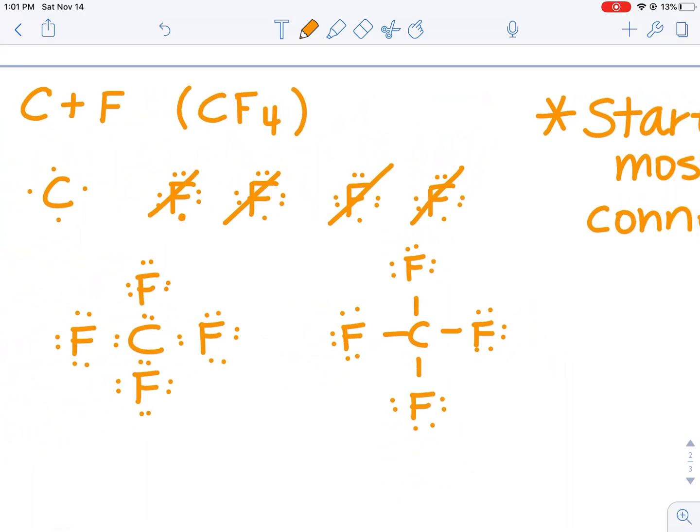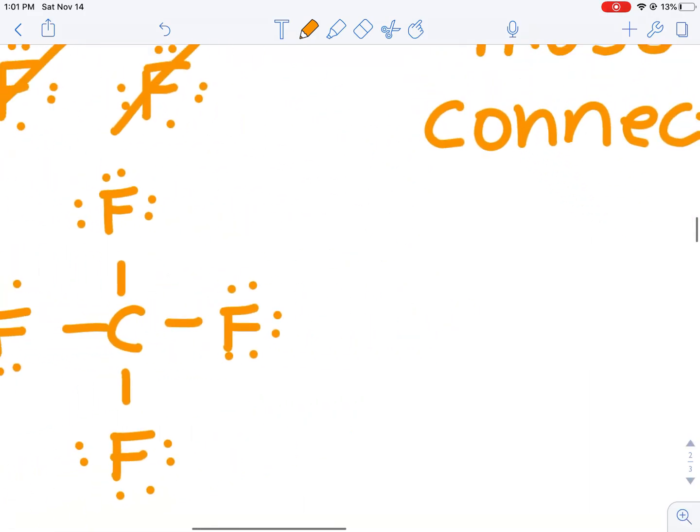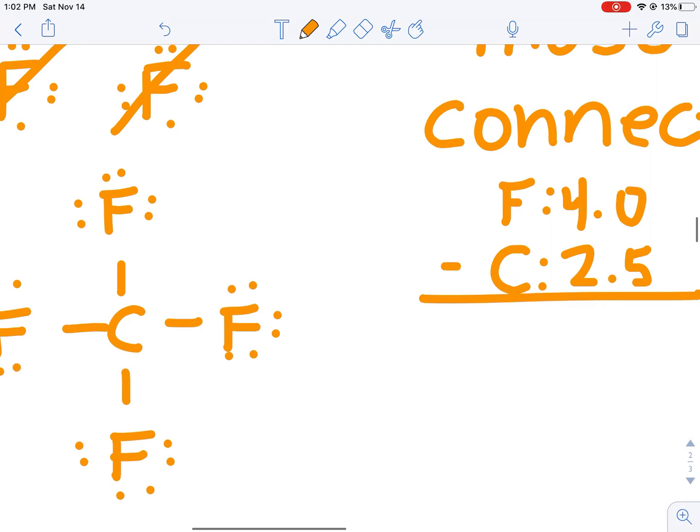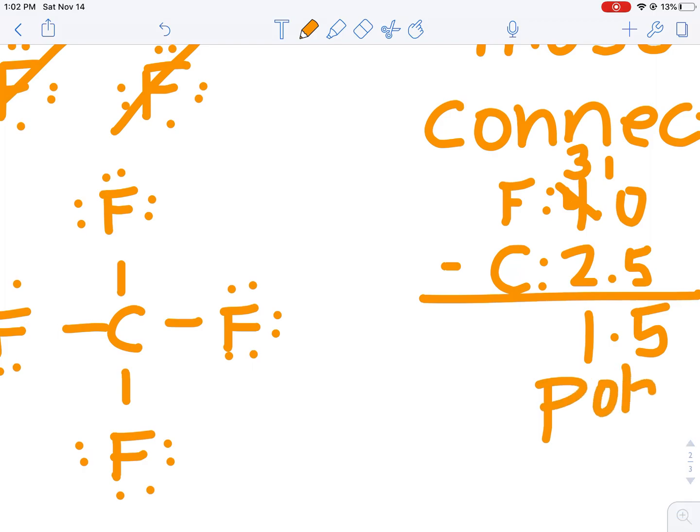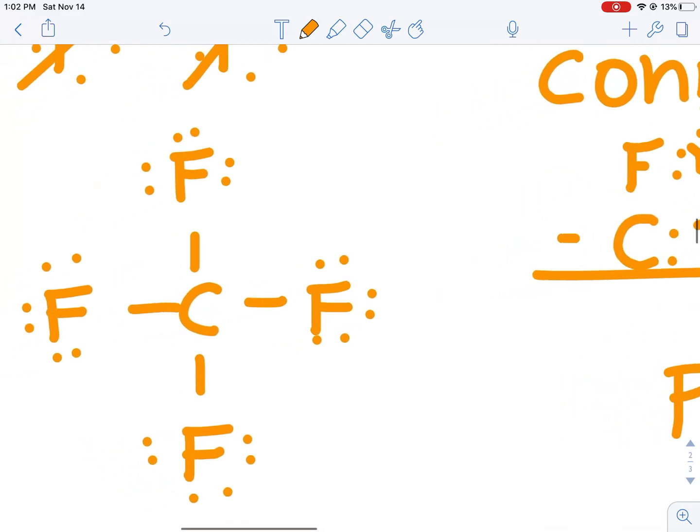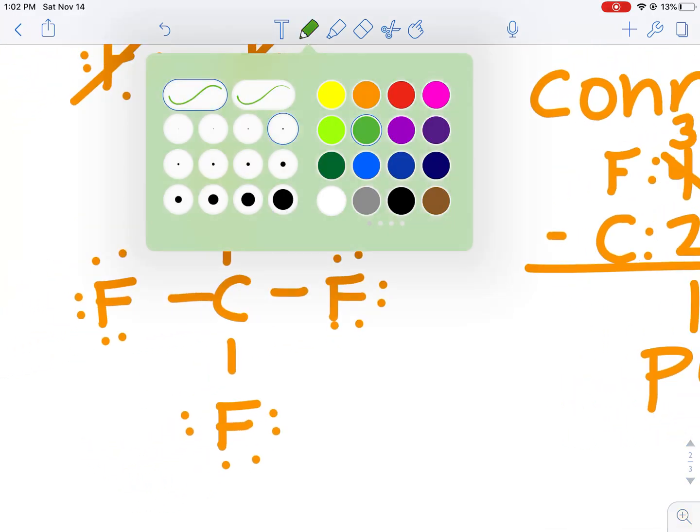The last thing we need to do is check our polarity. Carbon's value for the electronegativity is 2.5. Fluorine is 4.0. When I subtract them, I get a difference of 1.5, which is polar covalent. In other words, my fluorine atom is hogging the electrons.